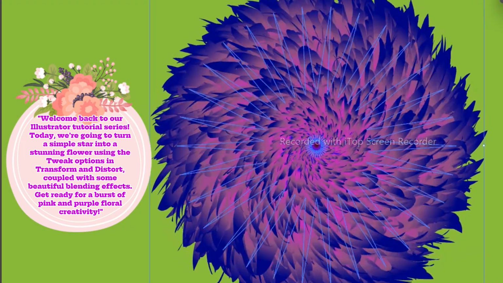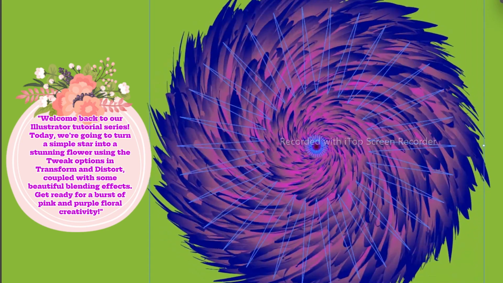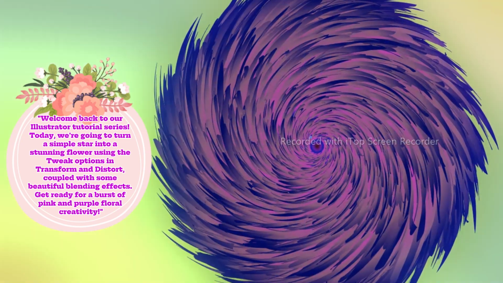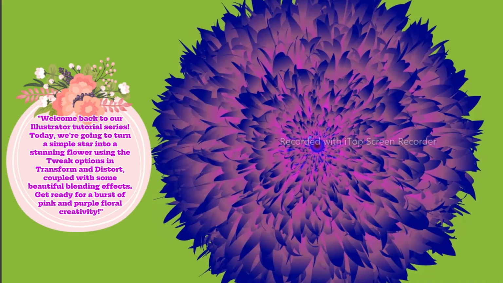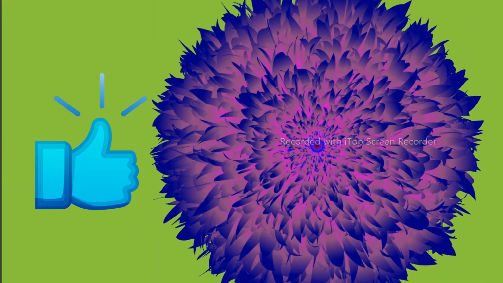Today, we're going to turn a simple star into a stunning flower using the tweak options in Transform and Distort, coupled with some beautiful blending effects. Get ready for a burst of pink and purple floral creativity.